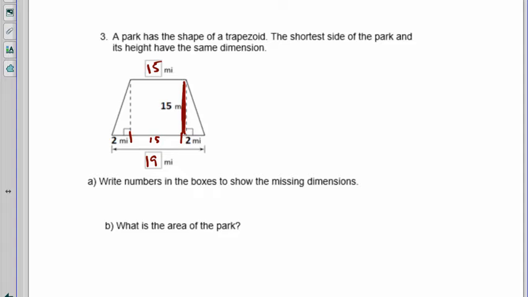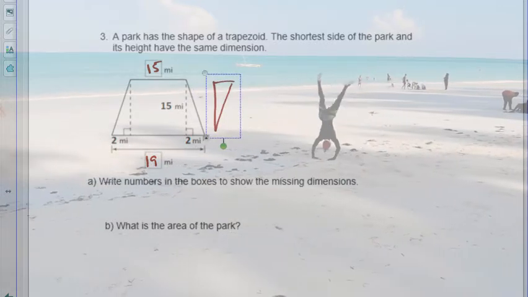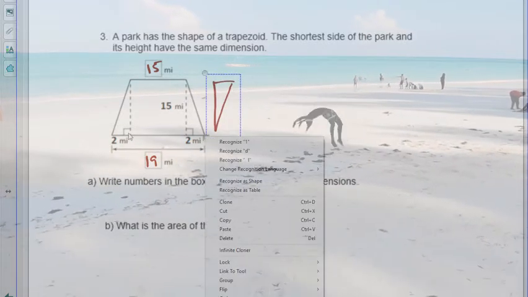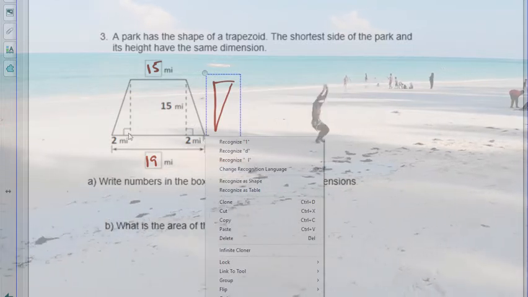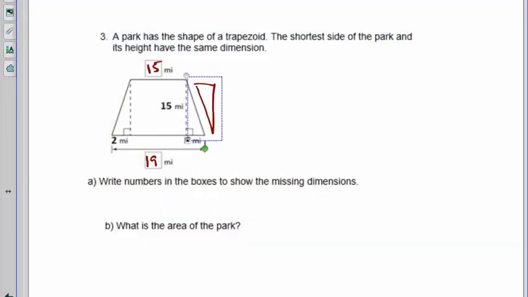Well, look at this. If I take this triangle right here and I cut it off and I move it over to the other side, I need to rotate it and I need to flip it, right? I'm going to flip it left and right. And I put it right there. And what do I get? I get a big rectangle, right there.